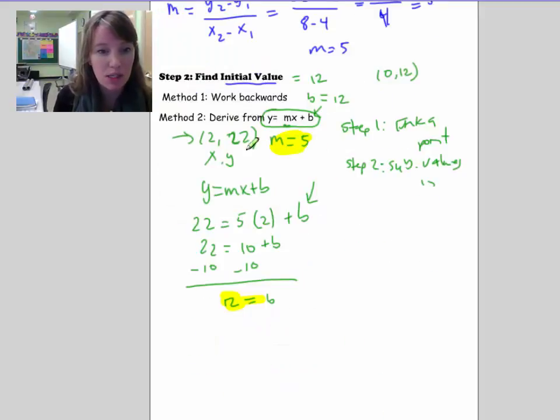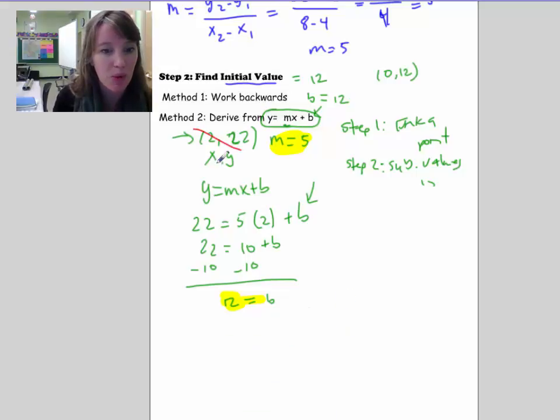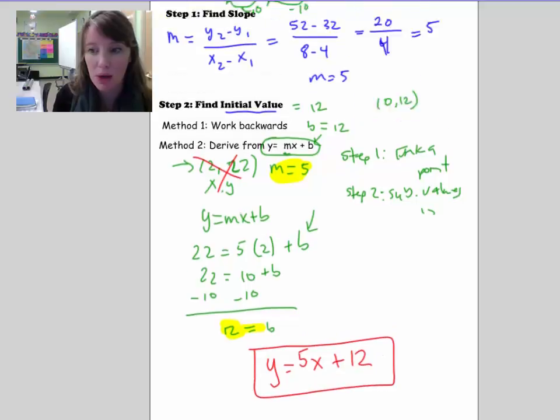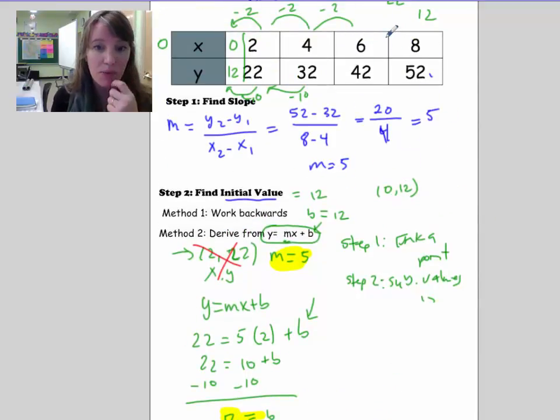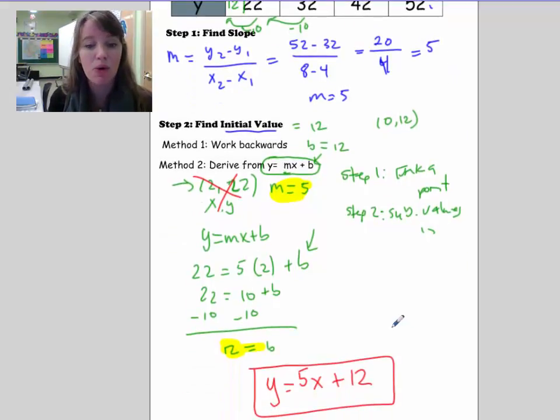At this point, I can disregard my use of this point. I don't need it anymore. It has served its purpose. I've already found my b, so I can rewrite the equation as y equals 5x plus 12. That's the equation for the table. Notice, take this point right here: 5 times 6 is 30, 30 plus 12 is 42. 5 times 8 is 40, plus 12 is 52. So every single point in your table abides by the rule that when you take x, multiply it by 5 and add 12, you get y.